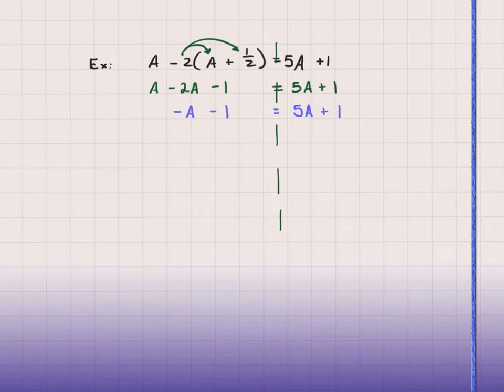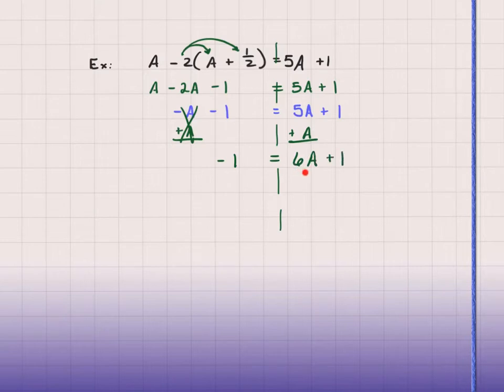Now, just to mix things up a little bit, we got to get our a's all together. I could subtract the 5a and move my a's then over to the left, but instead this time I'm going to move my a's to the right. So I'm going to add positive a, 1a to this side. Those will cancel each other out. I'm going to add that a over to the right side. So I get negative 1 equals 6a plus 1.